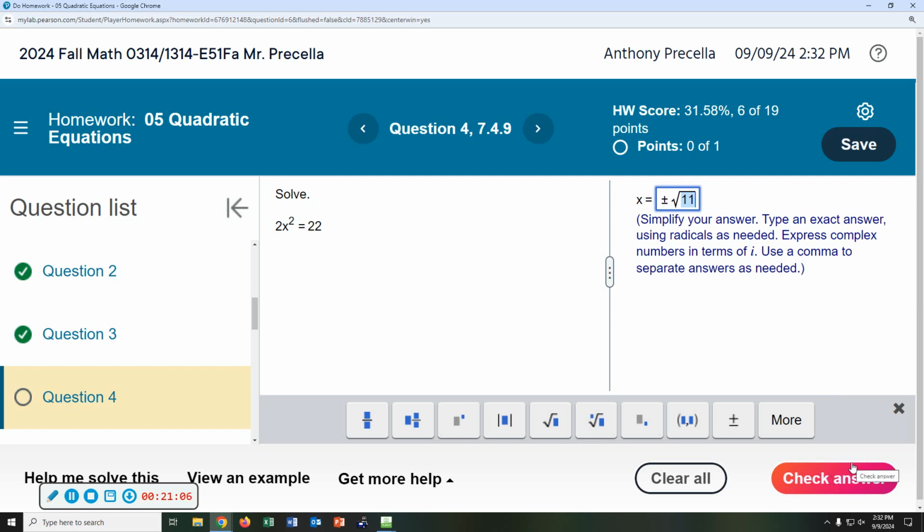For years and years and years, there was no plus minus. You had to put square root of 11, comma, negative square root of 11.